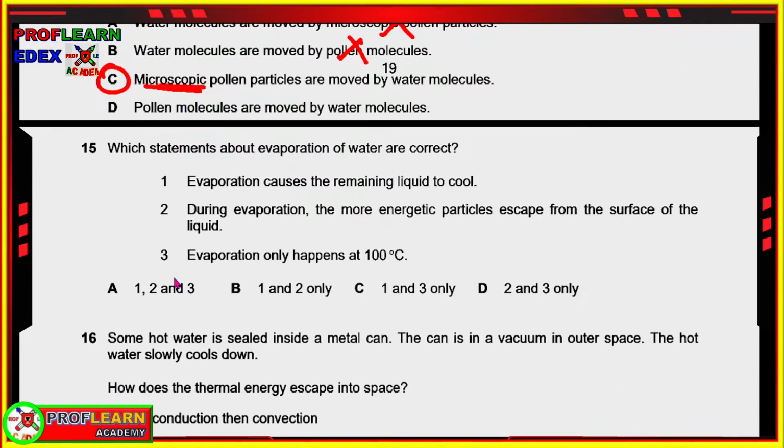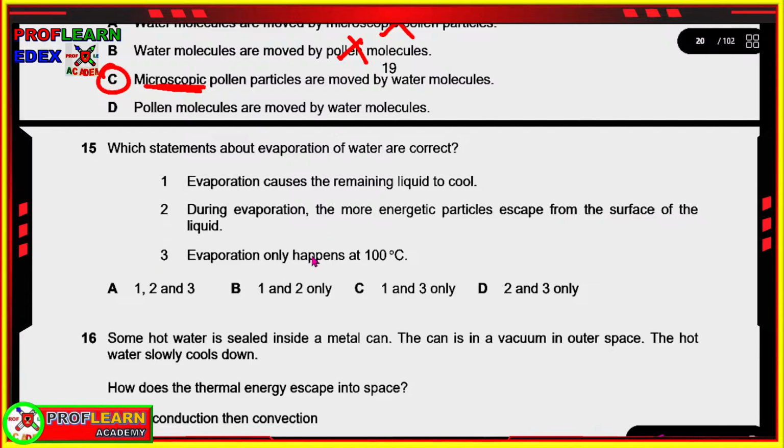Which statement about evaporation of water is correct? Evaporation causes remaining liquid to cool. Because when evaporation takes place, molecules of high kinetic energy escape from the surface, and in that way the liquid cools down. During evaporation, more energetic particles escape from the surface.